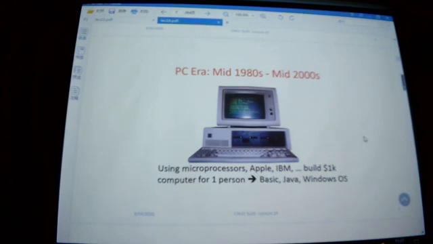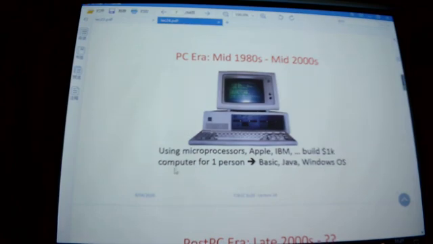Using microprocessors, you can find Apple and IBM making one computer for one person. You can find the cost becomes lower and lower. Basic, Java, and Windows. Java is another programming language. Java is from Sun. Sun is another famous company in America.